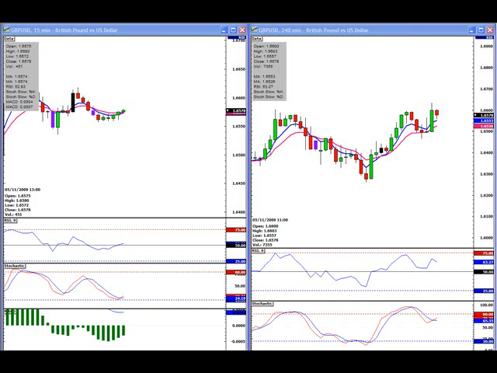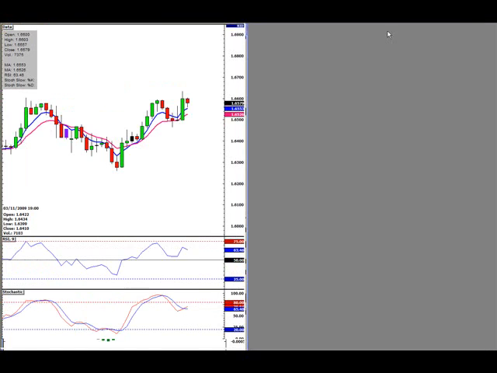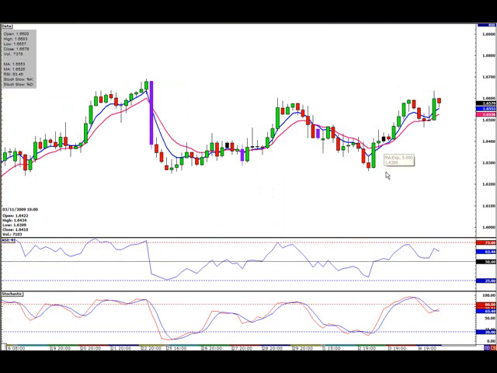Alright, so right now I have two time frames of one currency pair. The currency pair we're trading is the sterling dollar, and we have a 15-minute and a 4-hour chart open right now. So first thing we want to do is take a look at our overall trend, and we do this by looking at our 4-hour chart.